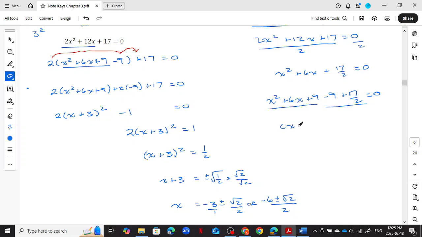This is my perfect square trinomial. So I'm going to have x plus 3 all squared. Now negative 9 plus 17 over 2. 9 over 1 would be negative 18 over 2. So I've got negative 1 over 2. And then I end up with x plus 3 all squared is equal to a half. So even if I do that, I kind of end up at the same place. It's just a different way of getting there. So it really is fine.